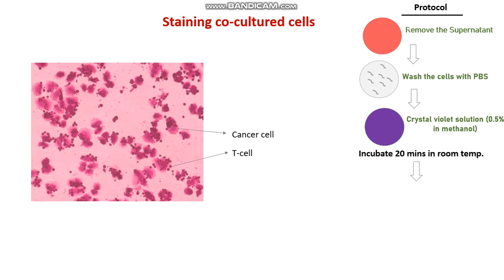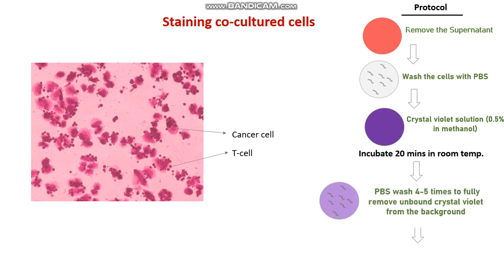After adding the crystal violet solution, incubate for 20 minutes at room temperature, and after that wash with PBS 4 to 5 times to fully remove unbound crystal violet from the background. You need to check under the microscope that the unbound crystal violet is fully removed. Then just add PBS and take pictures. This is a very easy protocol you can follow.